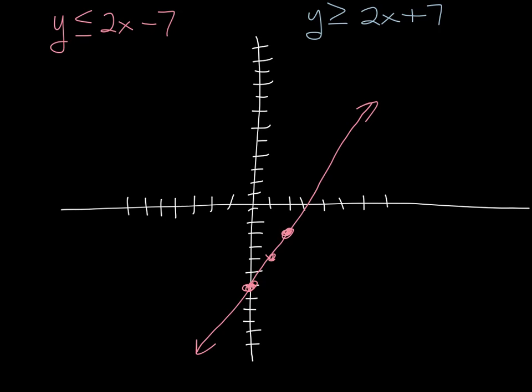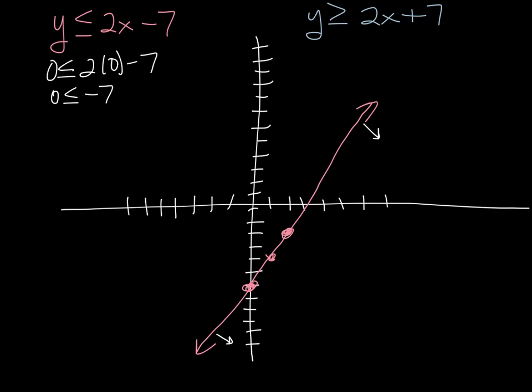And now I need to determine which side I am shading on. So again, I go back up here and look at this, or I can choose a test point. I'm totally free to choose a test point of 0, 0 if you would like to. So I'm going to plug in a 0 for y and a 0 for x. And I get, is 0 less than or equal to negative 7? No, 0 is not less than or equal to negative 7. So that means I'm going to be shading this direction. But I don't want to commit yet because I want to graph my other line first.